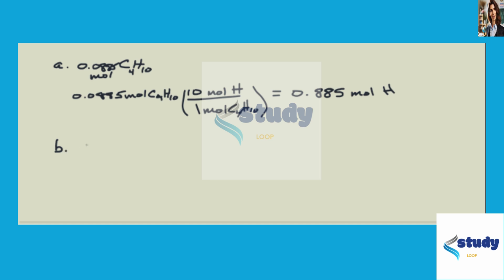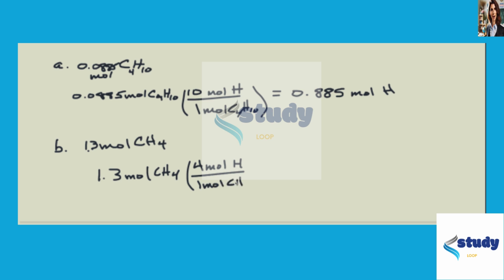So if we had 1.3 moles of CH4, well, you can see there's 4 H's in the formula. So there's going to be 4 times the amount of hydrogen than CH4. So we can take our 1.3 moles. And we can see by the formula that there's 4 moles of hydrogen in 1 mole of CH4. That's going to get us 5.2 moles of hydrogen.